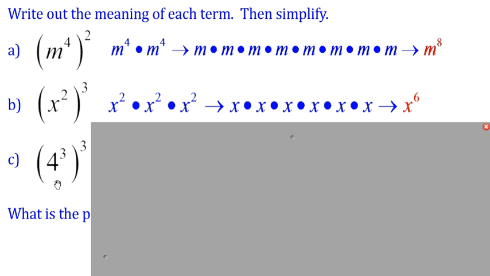For part C, I have 4 to the third to the third, which means I have 3 sets on the inside. So that means I have 4 to the third times 4 to the third times 4 to the third. But we know 4 to the third means you have 3 4s being multiplied together.